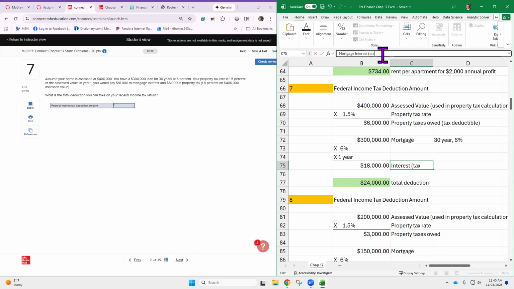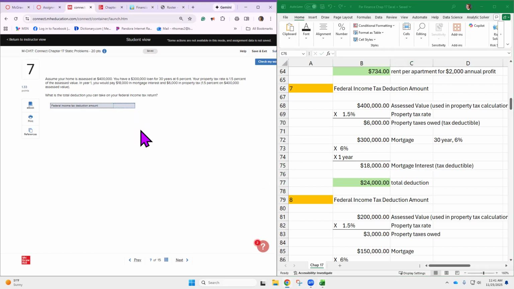Because there are studies that say those that own homes tend to be more model citizens or something like that. So anyway, the total deduction based on this information, when you add it together, is $24,000. You get to deduct that from your taxable income. So $24,000, not $240. $24,000 is the deductible amount, not the amount of taxes you're saving. No, this is the deduction that you can take because of that.